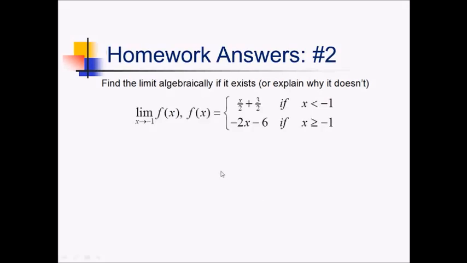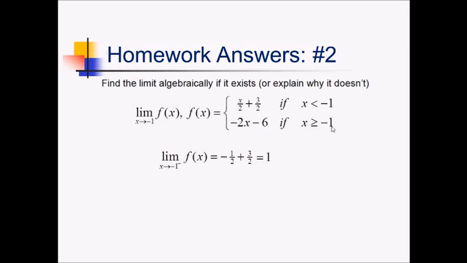On this problem, we're trying to find the limit as x approaches -1 for this piecewise function. Since -1 is a border value, we have to plug -1 into both rules for the left and the right side limits. So for the left side limit, we plug -1 into the before rule. So that gives us -1 over 2 plus 3 over 2, which we could simplify to 2 over 2, so 1.